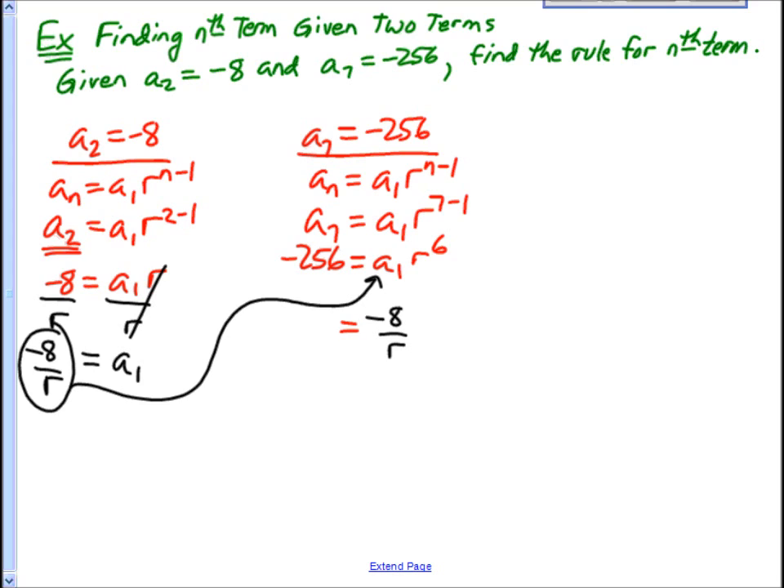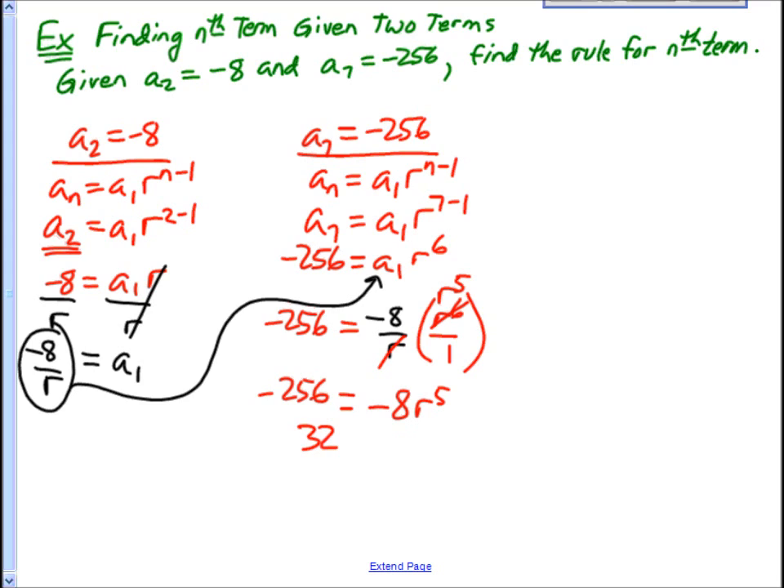All this other stuff stays the same. That's R to the 6th. Put the R to the 6th over 1 there. So we got -8 R to the 6th all over R. So one of these R's is going to cancel again and leave us with R to the 5th. So we got -8 R to the 5th equals -256. So -256 over -8 gives you 32. So R to the 5th equals 32.